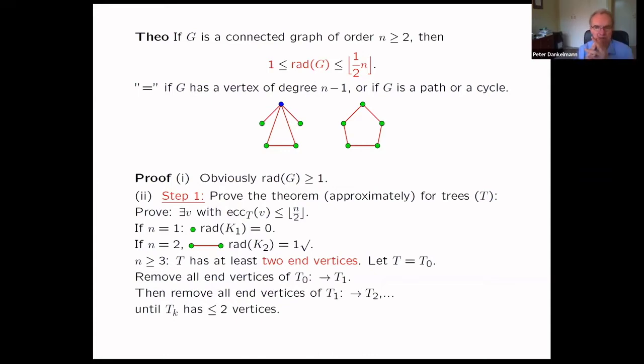If we have two vertices, there must be a distance that's 1 from any vertex. And we have 1, of course, if there is a vertex that's adjacent to every other vertex in the graph, like in the picture on the left here. The upper bound here, a half n, is attained by the path or by a cycle. These are, depending on the parity of n, the only possibilities.